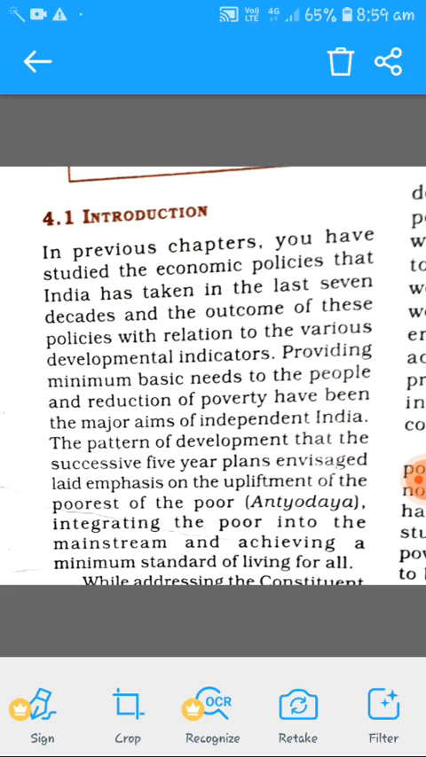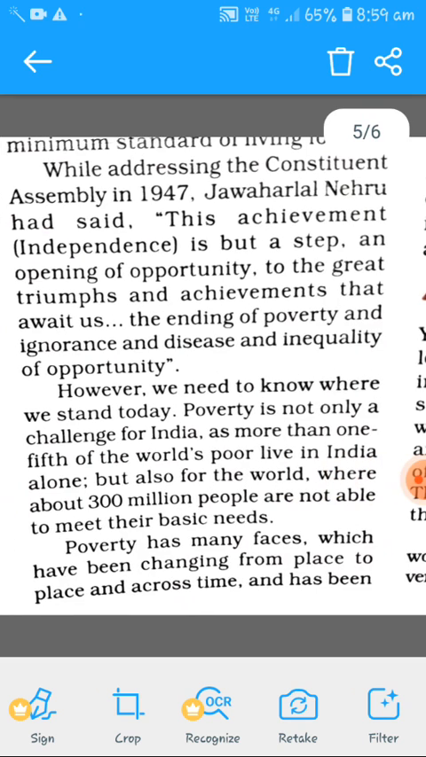So this is the thing. Now, while addressing the Constituent Assembly in 1947, Jawaharlal Nehru had said: this achievement is but a step, an opening of opportunity to the great triumphs and achievements that await us, the ending of poverty and ignorance and disease and inequality of opportunity. Okay?